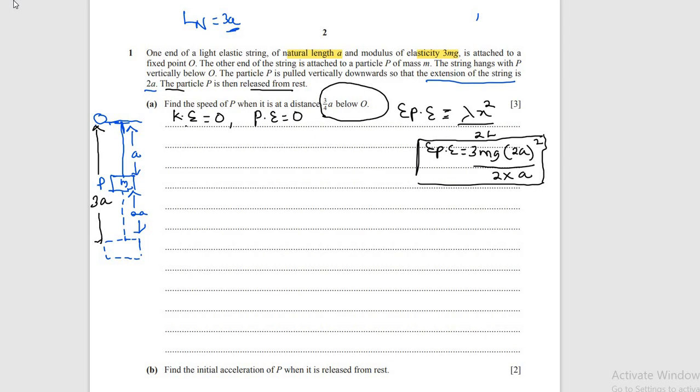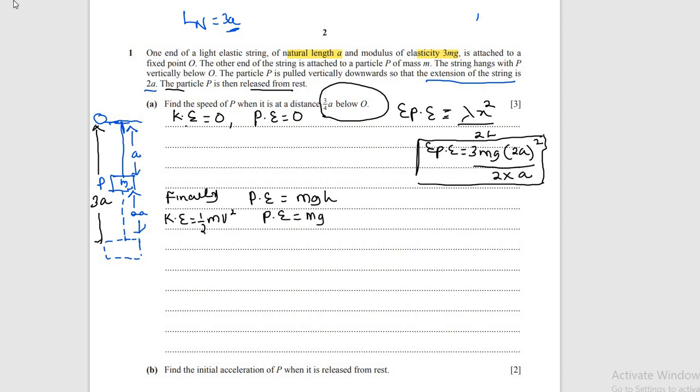Now, this is the initial one. Finally, when the mass moves downward, it moves with a velocity, so kinetic energy is half mv squared. I don't know the velocity. Potential energy at that point is mgh.